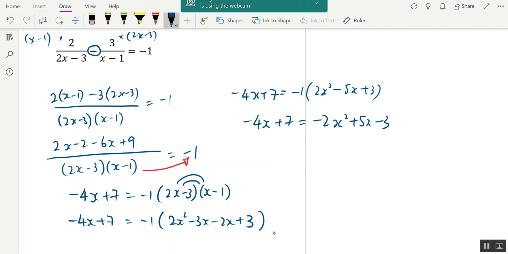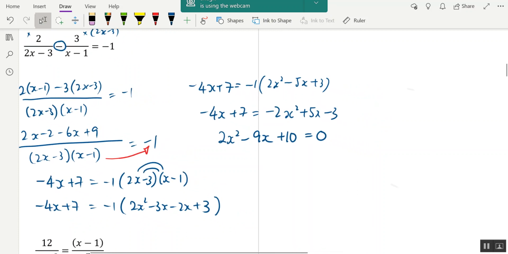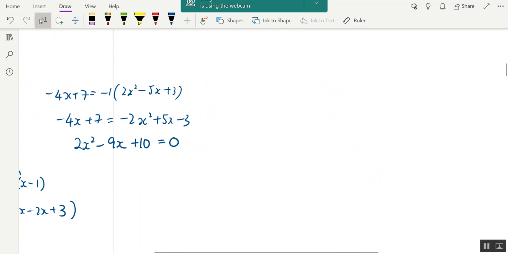Quadratic equation, the right side must equal 0. Bring everything to the left. I will have 2x squared minus 9x plus 10 equals 0. Okay, 2x squared minus 9x plus 10 equals 0. So once you are here, let's do a multiplication frame.